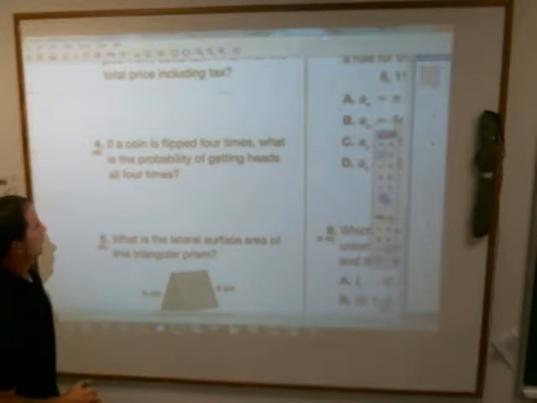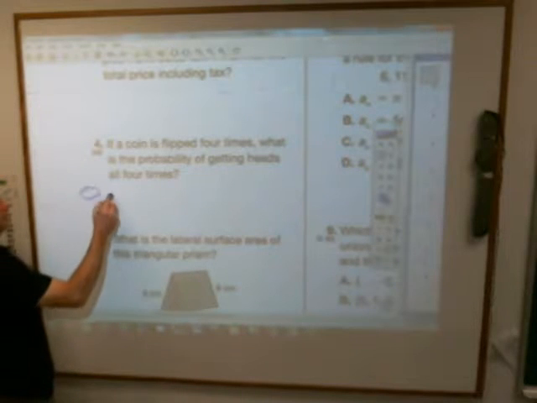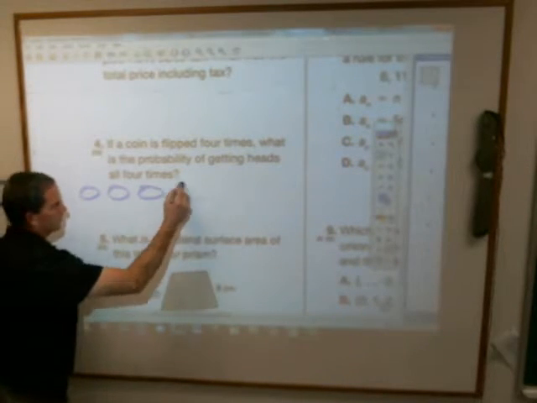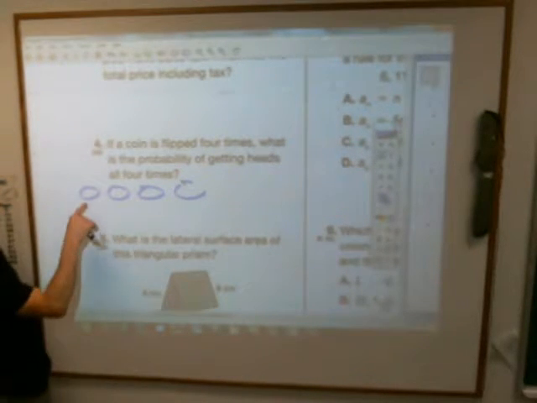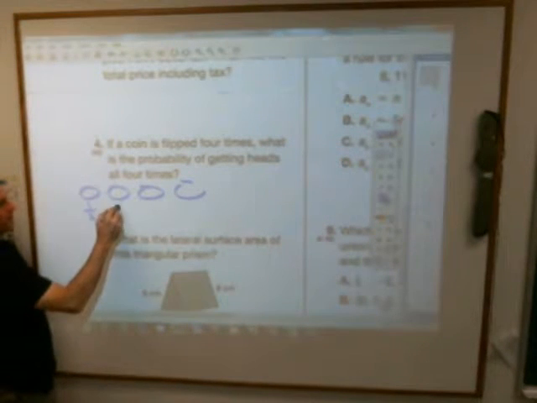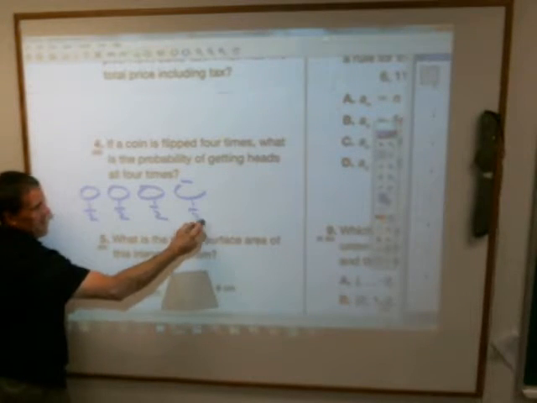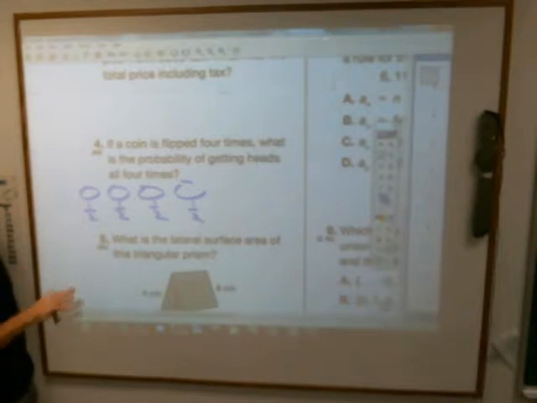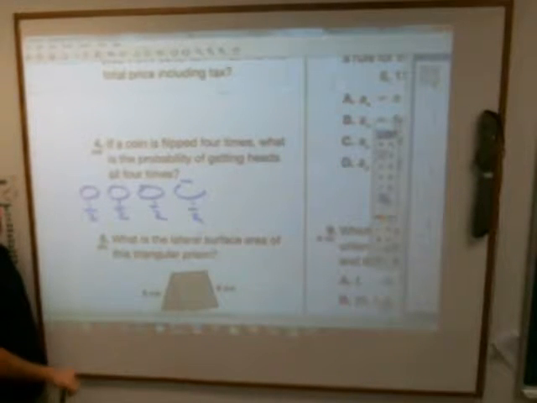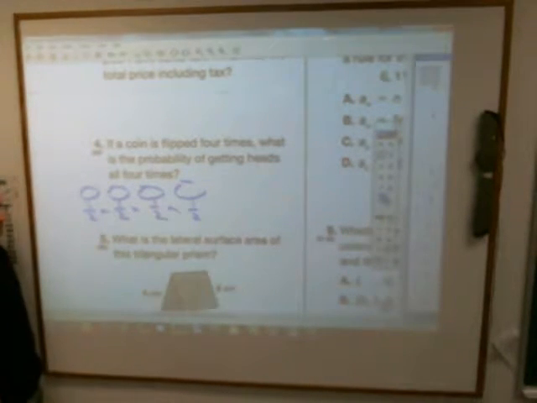If a coin is flipped 4 times, what's the probability of getting heads all 4 times? So here's your coin. 1, 2, 3, 4 times. Probability of getting a head on all of them. Well, probability of getting a head there is a half. Probability of getting a head there is a half. Probability of getting a head there is a half. Probability of getting a head there is a half. Probability of all of those happening in that order at that same time is those probabilities multiplied together.